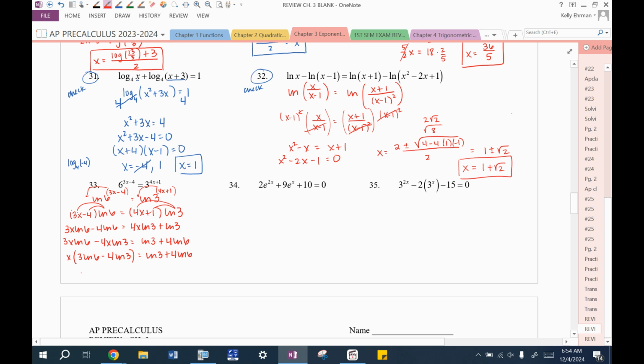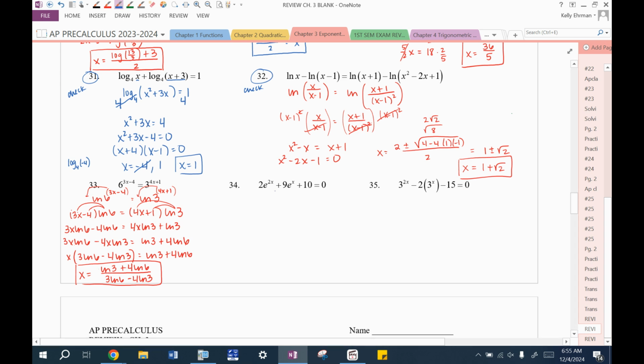And the benefit of factoring the x out is that now you can divide by the parentheses, divide them over to the other side. So natural log 3 plus 4 natural log 6 all over 3 natural log 6 minus 4 natural log 3. If you moved your x's to the right side of the equation rather than the left like me, then you should just have the exact opposite sign in front of every term. So you should have negative ln 3 minus 4 ln 6 minus 3 ln 6 plus 4 ln 3.